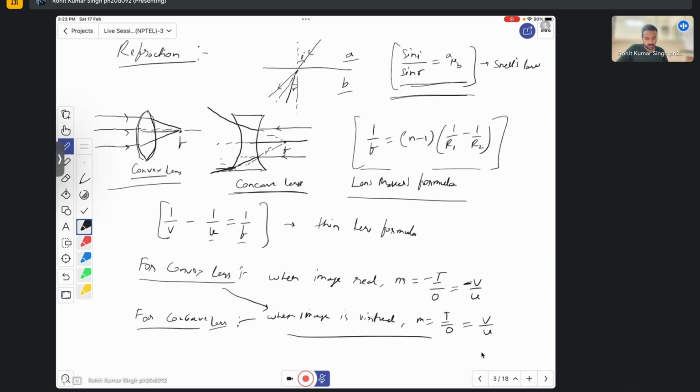So these are the few concepts that you need for today's problem solving session. So let's go to our first problem.